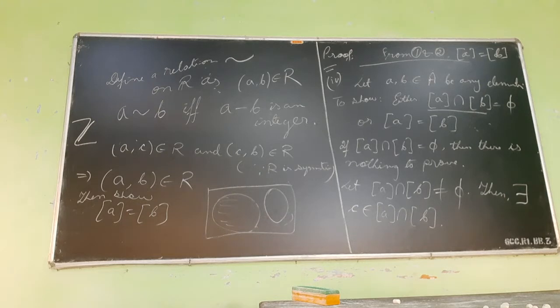Also determine the equivalence classes under this relation. So under this relation, A and B are related if A plus B is even.